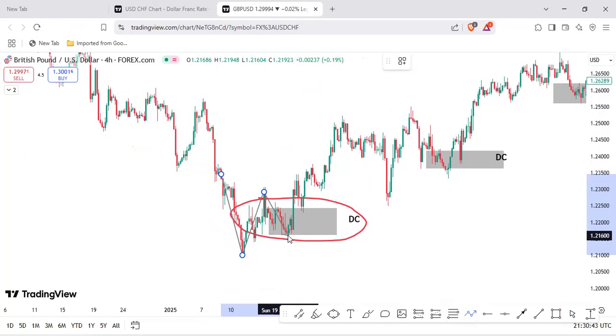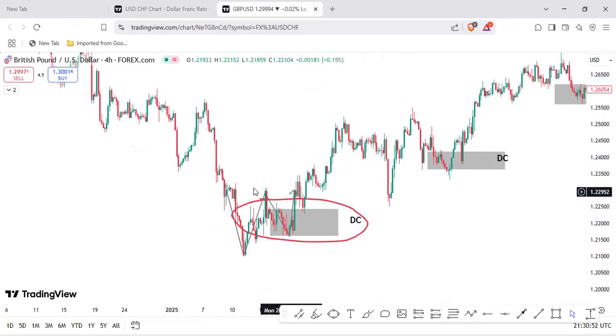Look at when the market got here, the market pulled up again. And this is where I always enter my first position. Like I said, I always enter my first position somewhere here, the moment the candle closes. And I enter the second one at the pullback. This is where I will also enter my second position, at the pullback.